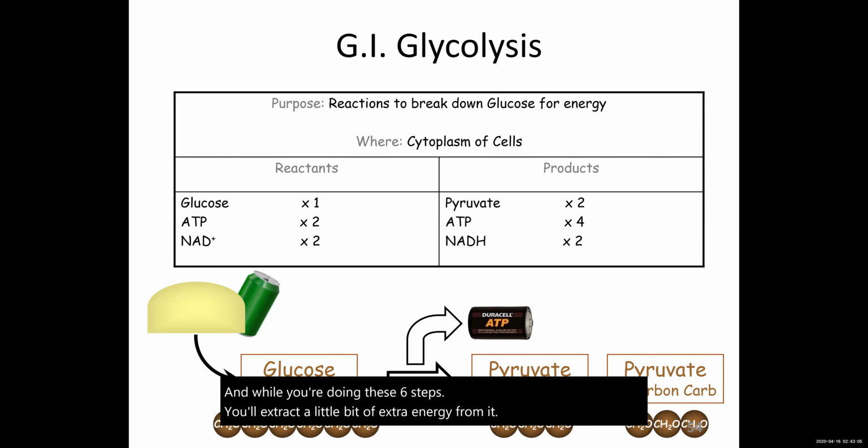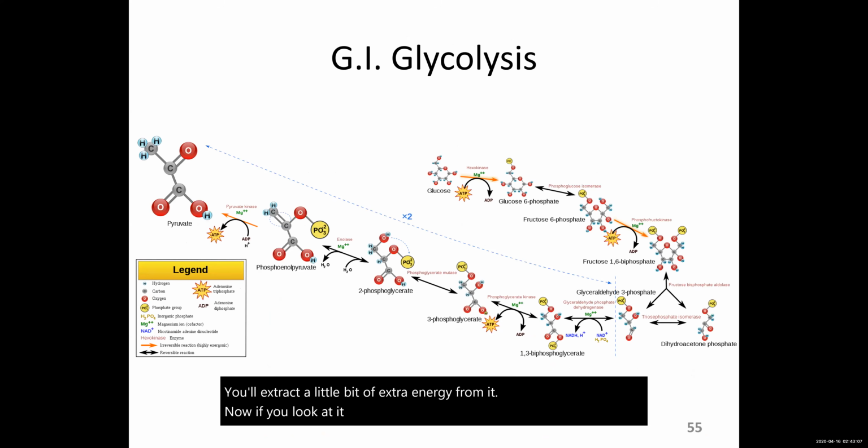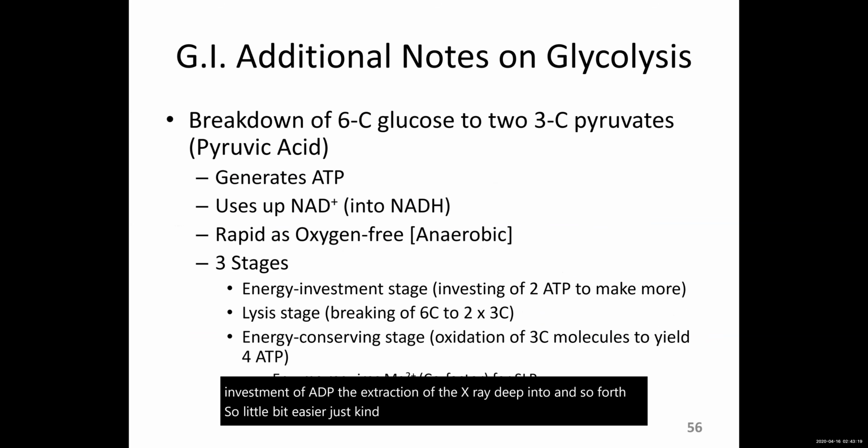Now, if you look at it from your textbook perspective, you can see all of those reactions and what actually happens, the conversions, the investment of ATP, the extraction of the extra ATP, and so on and so forth. It's a little bit easier to just highlight it in terms of really what it means. You're taking a 6 carbon sugar, breaking it down into 2 pieces of pyruvate. This will generate energy, and use up or reduce the NAD, in 3 classic stages.